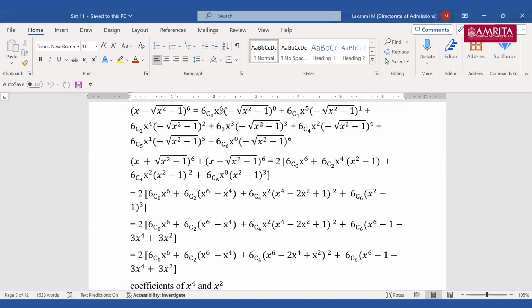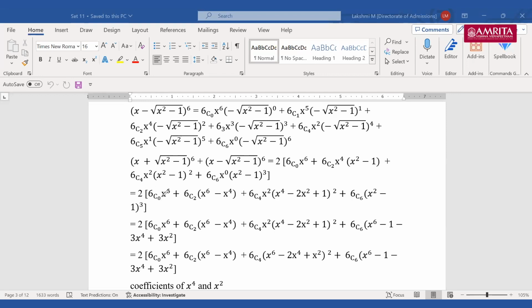Yes. So those terms will get cancelled and the remaining, it's 2, right? It's addition. There are 2 terms. So it's 2 of 6C0 x raised to 6 plus 6C2 x raised to 4 into x square minus 1 plus 6C4 x square into x square minus 1 whole square plus 6C6 x raised to 0 into x square minus 1 whole cube. So this is what it is. I hope up to this it's clear. Is it clear? Can we move forward?